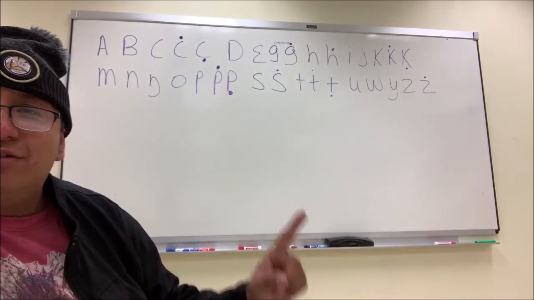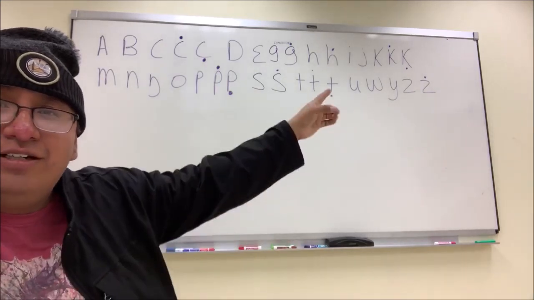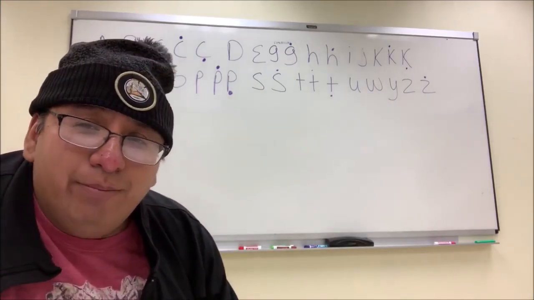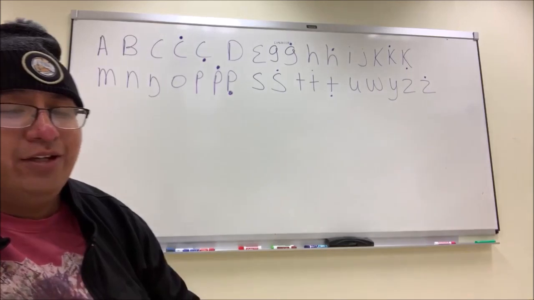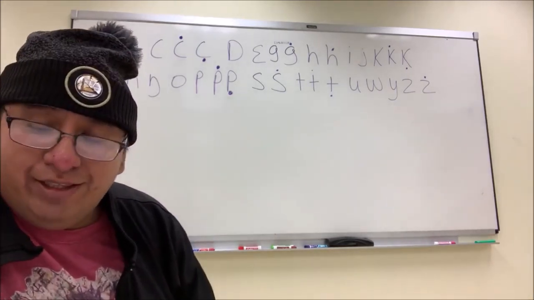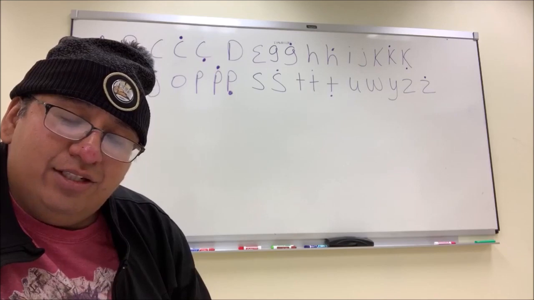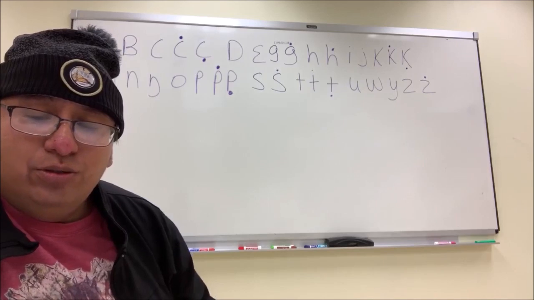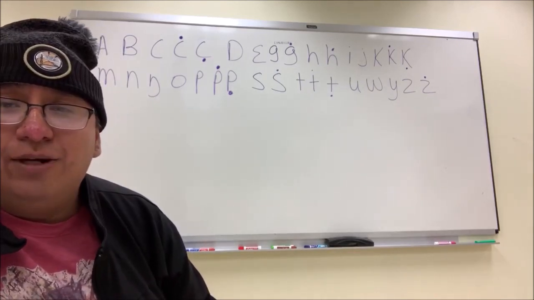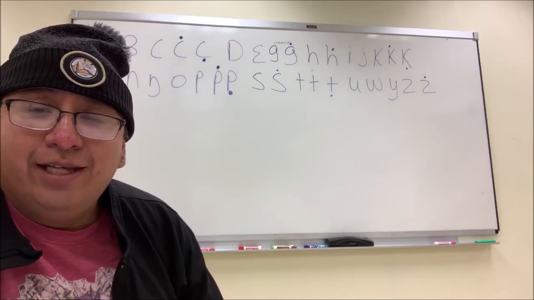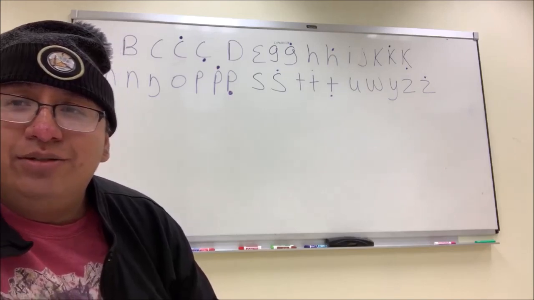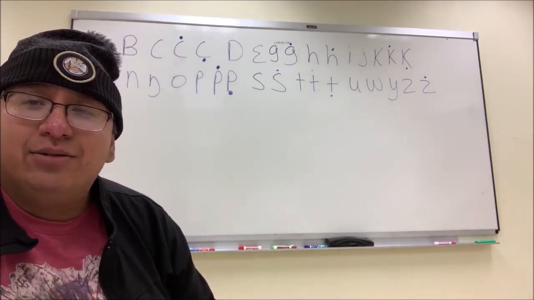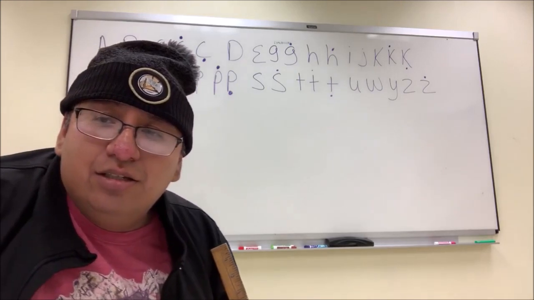Again, we have J over there, and we have the Z with the dot for wojapi. If you eat wojapi with a Z, it don't taste as good as wojapi with a J. So there's two zh. I don't know why. Don't ask me. But whichever one you want to use, it's all right with you. So that is the Dakota alphabet.